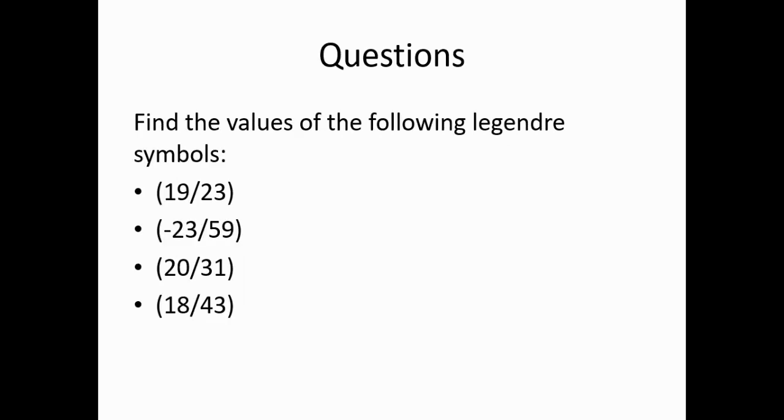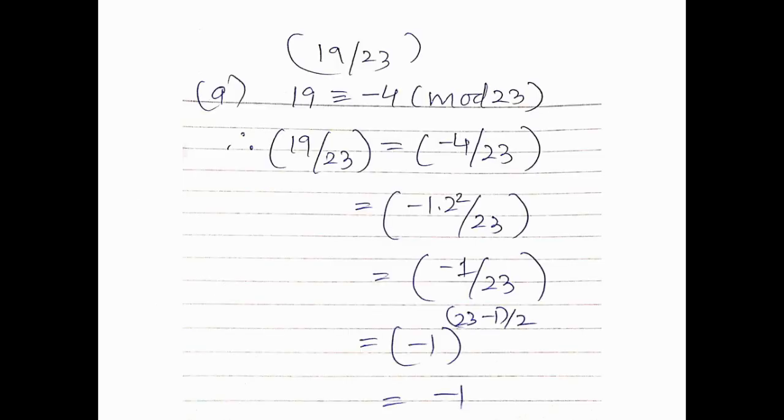So let us see how to solve a Legendre symbol. We are going to solve these symbols, and we'll use different methods or different results which we have seen. So first is 19 upon 23. Let us see how to solve it. 19 upon 23. So 19 is congruent to minus 4 under modulo 23.